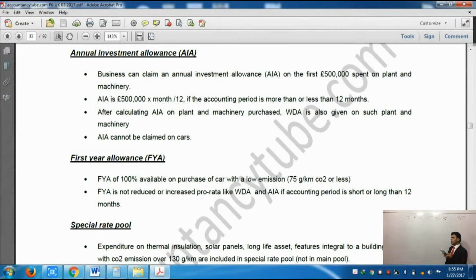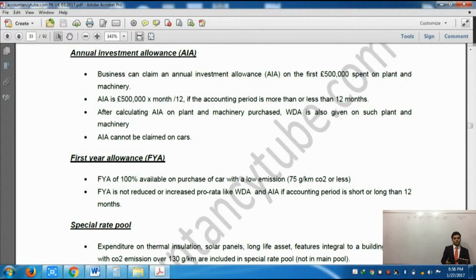Again, if the accounting period is more or less than 12 months, we'll have to adjust, because this £500,000 limit is only for 12 months. After calculating annual investment allowance on the plant and machinery purchased, a writing down allowance is also given on such plant and machinery. So first we calculate the annual investment allowance on the first £500,000, then if value of the asset is still left, we take it to the main pool. And what is the rate in the main pool? You have already read 18%. Then 18% will also be given. So there will be two depreciations given.